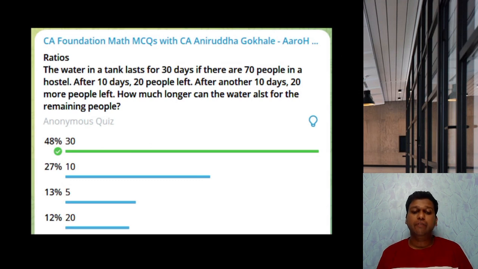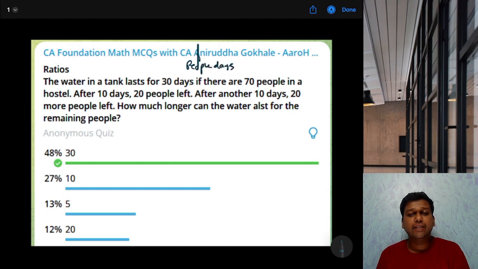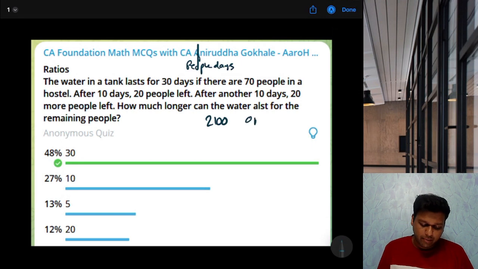So we will find something called people days, that is people into days. So 70 into 30, that is 2100, is the quantity of water available in terms of people days. That is a composite unit. You will learn more about this in CA Inter in costing. So this is the opening balance for water. After 10 days 20 people left.